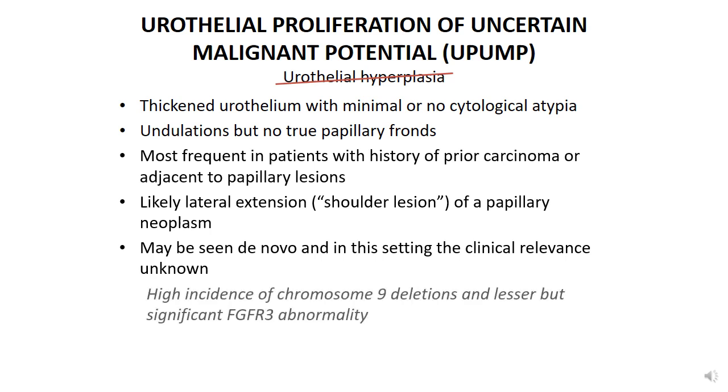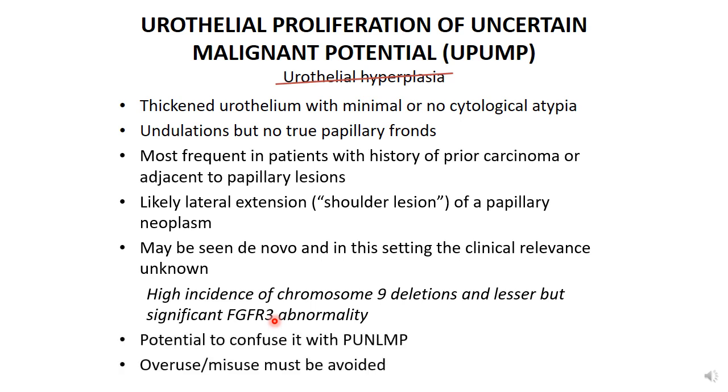But it is often considered to be a pre-neoplastic process because you can see high incidence of chromosome 9 deletions and lesser but significant FGFR3 abnormality. So to some extent these are precursors to low-grade urothelial neoplasms. It is important not to confuse it with a papillary urothelial neoplasm of low malignant potential. So its overuse and misuse must be avoided. And as I said, the previous terminology for this entity is urothelial hyperplasia.